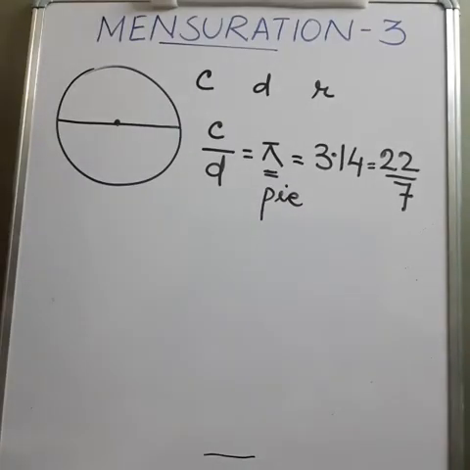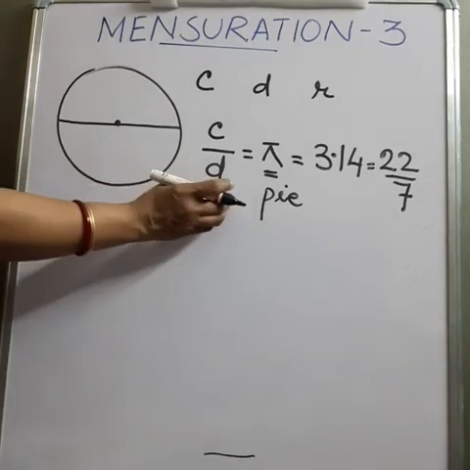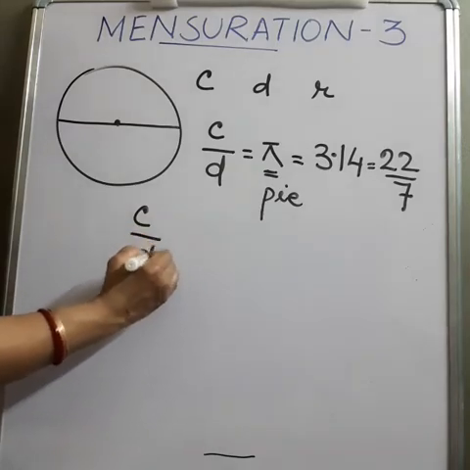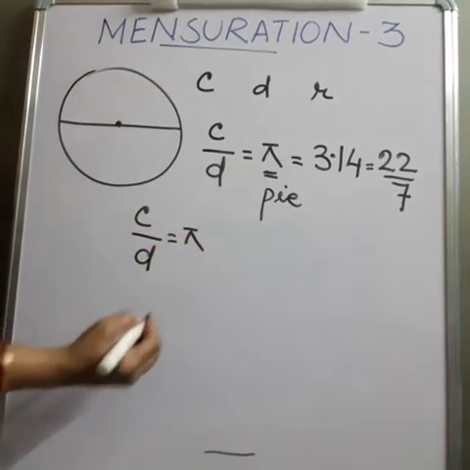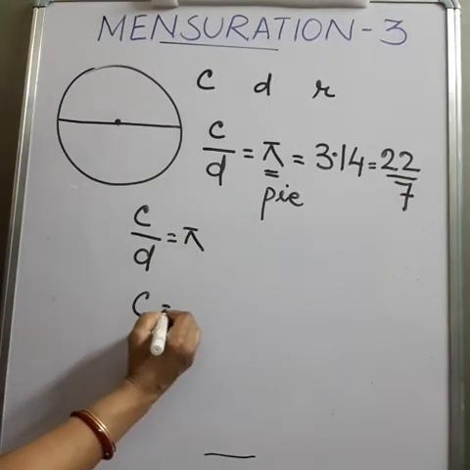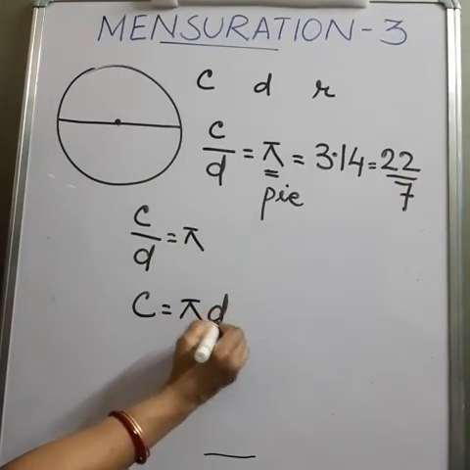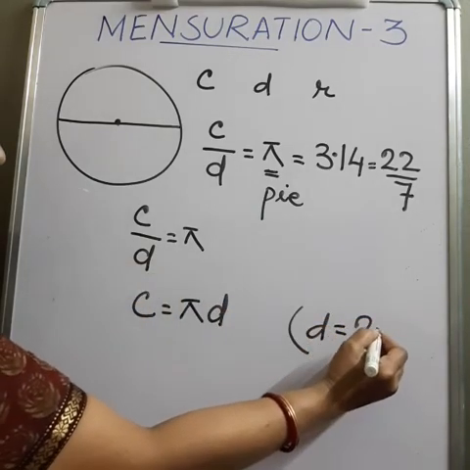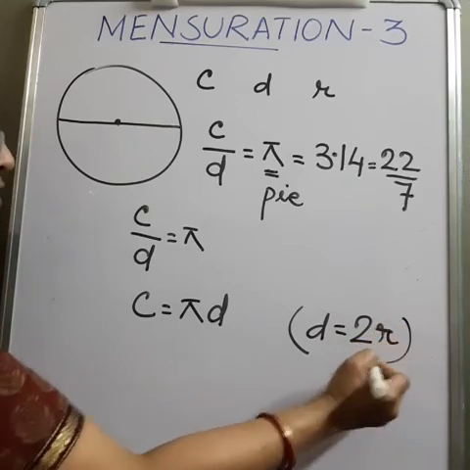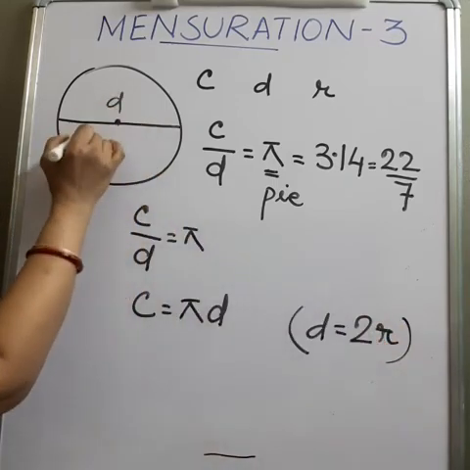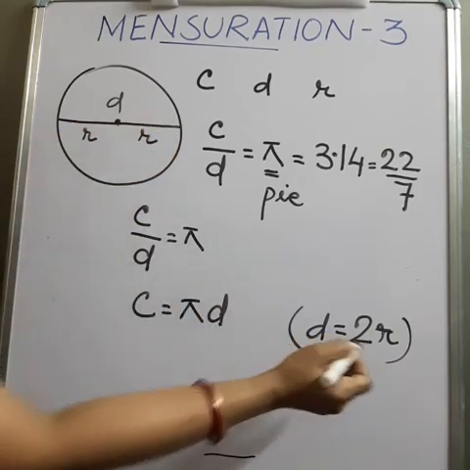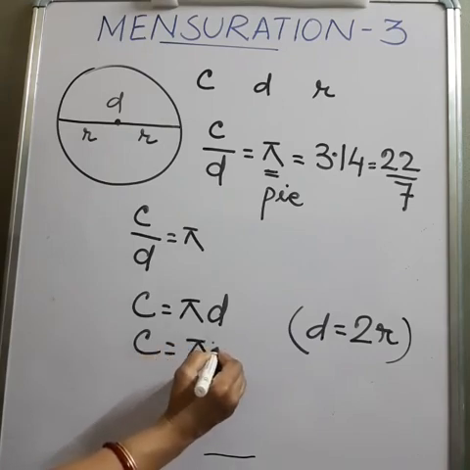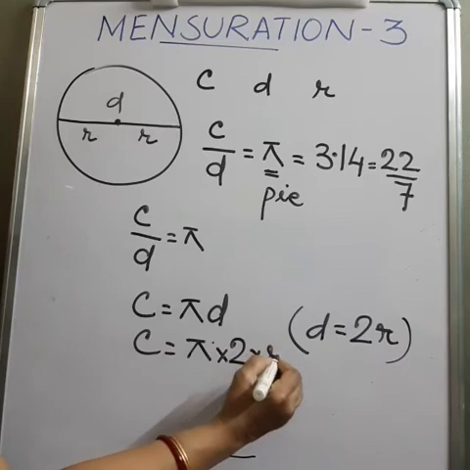Now we will derive the formula for circumference from this part. See, we have written circumference upon diameter is equal to pi. So, circumference is equal to pi multiplied by d. And since d is equal to 2 times radius, this is d, this is 1 radius, this is 2 radius. So 2 radius, we can write circumference is equal to pi into 2 into r.